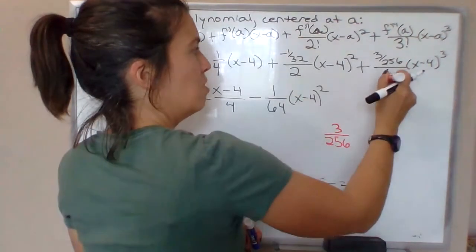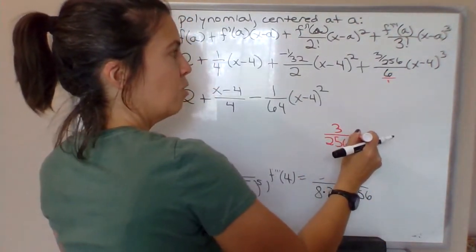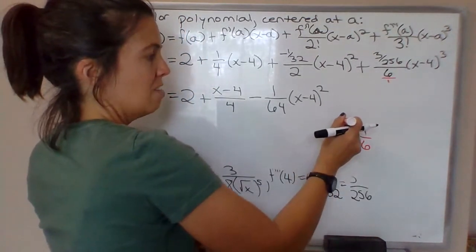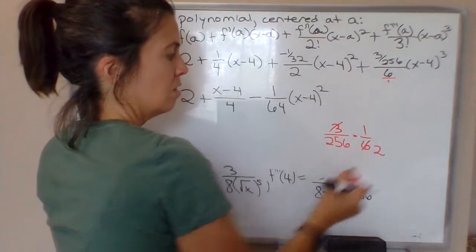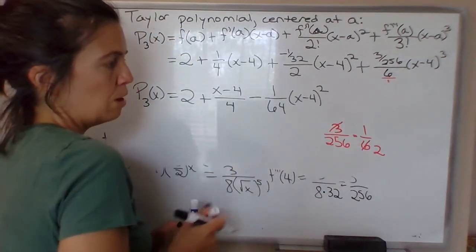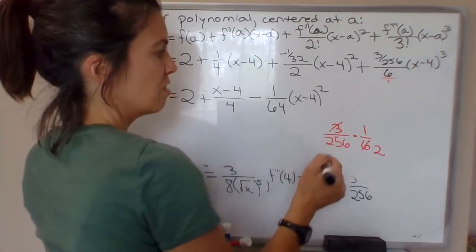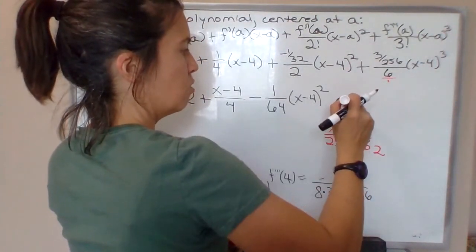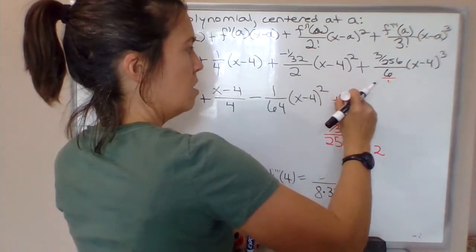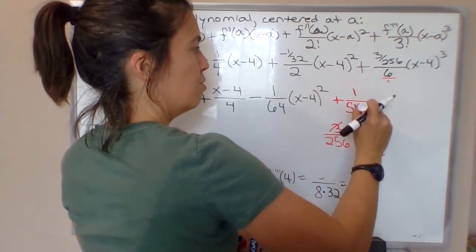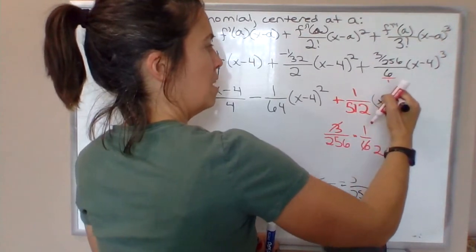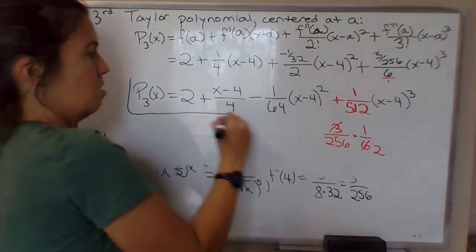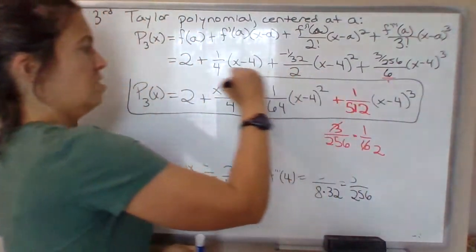And then 3 over, I'm going to do a little scratch work over here, 3 over 256. So you can think of this 6 as 6 over 1. And so instead of dividing by 6, we can multiply by the reciprocal, which in that case I could cancel a factor of 3 here. So that'd be 512 then, when you double 256. So this coefficient here works out to plus 1 over 512, x minus 4 to the third. Okay, and there's your third Taylor polynomial.